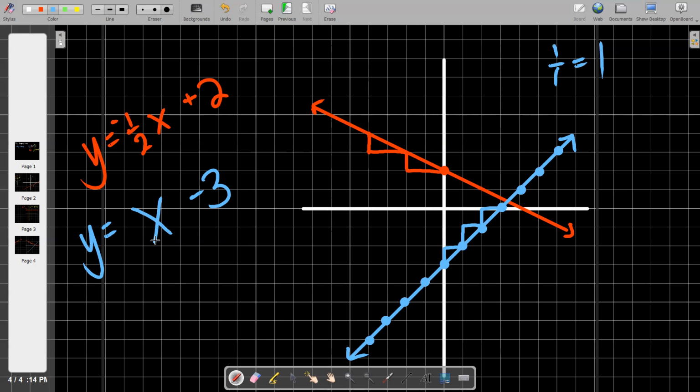There's not even a 1 in front of the x, but I know that it's actually there. Let me give you another one.